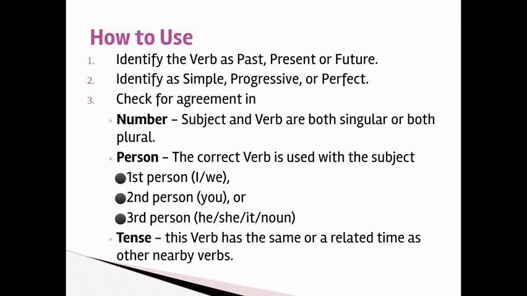And again, tense, don't forget, that's the verb has the same or a related time with other nearby verbs. Again, if we're going to stay in the past, we're probably going to keep all of our verbs in the past unless we have a reason to actually change. And we might use words like yesterday or tomorrow or today as a way to indicate when we've changed time, or later as opposed to earlier. Those words are really useful to have for your reader, and also help you know when you should use the correct tense for your verbs.